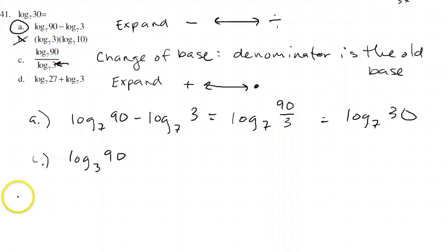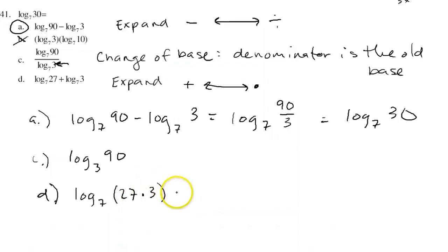So now let's take a look at D. The addition comes from multiplication. So let's condense that back using multiplication, and we get log base 7 of 27 times 3. And we can see that 27 times 3, what is that? 54 plus 81. So that's log base 7 of 81, which is not what we wanted. We want log base 7 of 30. So we can see the only one that worked was A.